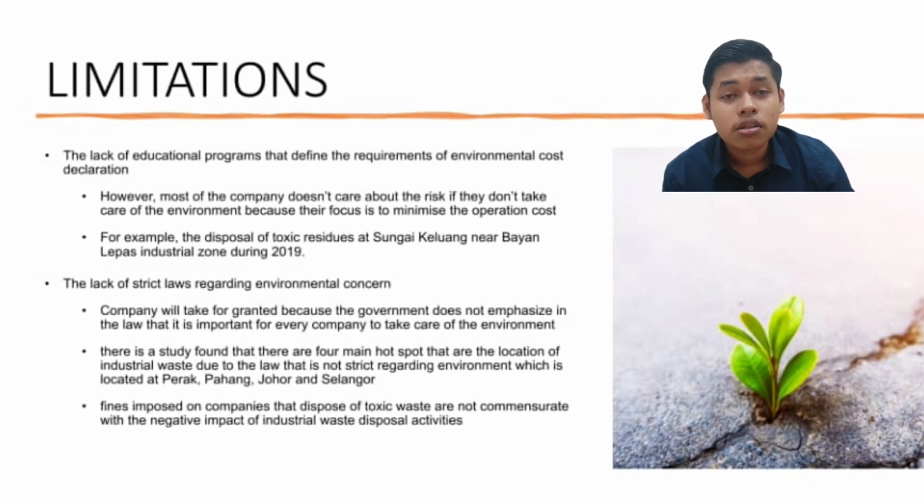This has resulted in a study which found that there are 4 main hotspots that are the location of industrial waste due to laws that are not strict regarding the environment, located at Perak, Pahang, Johor and Selangor. This all happens because the fines imposed on companies that dispose of toxic waste are not commensurate with the negative impact of industrial waste disposal activities.